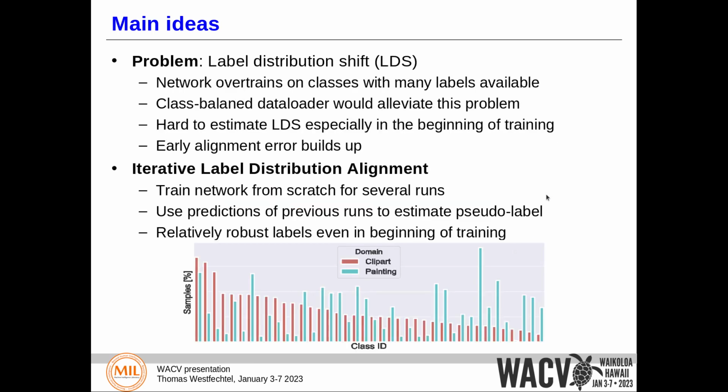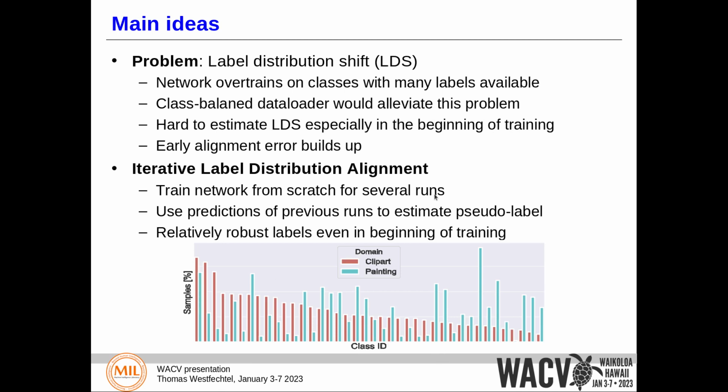The second contribution of our paper is tackling the label distribution shift. In the data sets, the samples are not equally distributed over the classes, and this harms the accuracy. A class-balanced data loader would alleviate the problem, but especially for the target data, we don't have the ground truth classes, and so it's hard to implement.